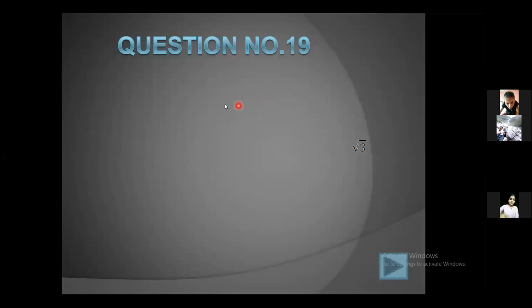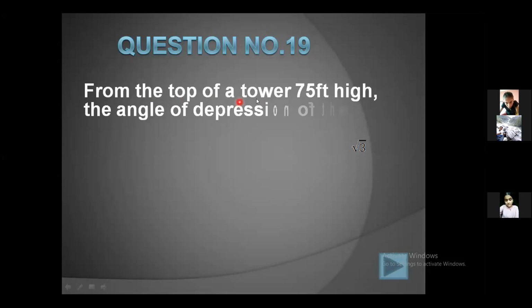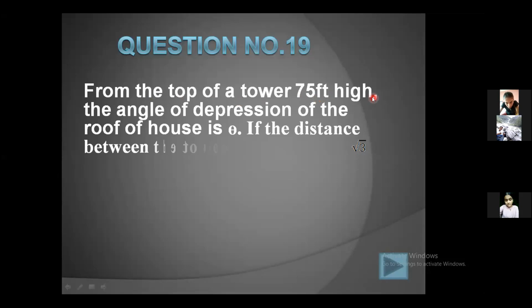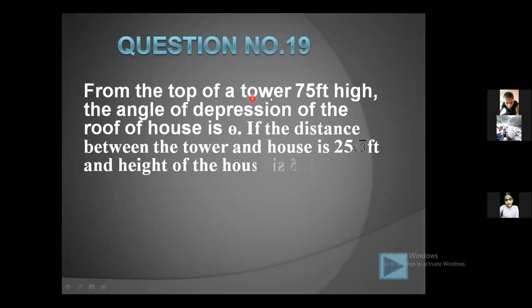Here we have gone to question number 19. From the top of a tower, 75 feet high, the angle of depression of the roof of a house is theta degrees. If the distance between the tower and house is 25 root 3 feet and the height of the house is 50 feet, then find the value of theta.